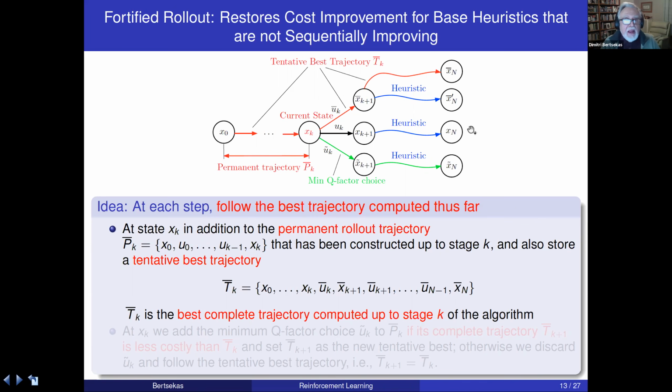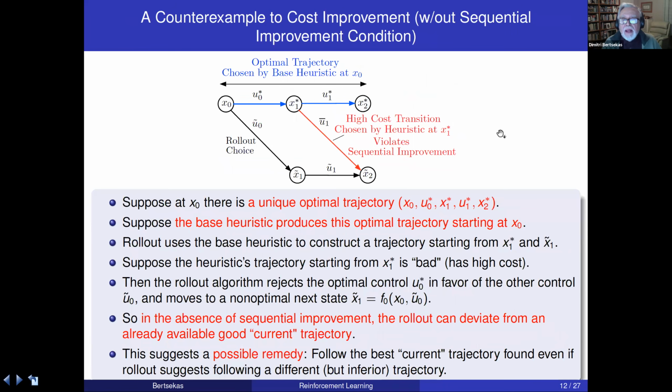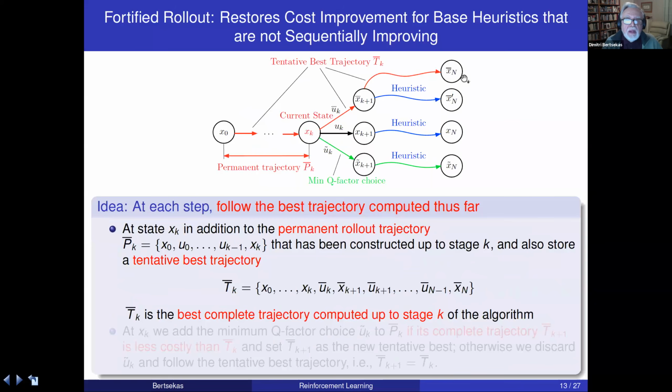So we saw in this slide a counterexample to cost improvement when you don't have the sequential improvement condition. So now we come up with this idea of a fortified rollout algorithm, which restores the cost improvement property for base heuristics that are not sequentially improving. A very simple fix, so you don't have to worry about cost improvement. And the idea is at every step to follow the best trajectory that you have computed so far.